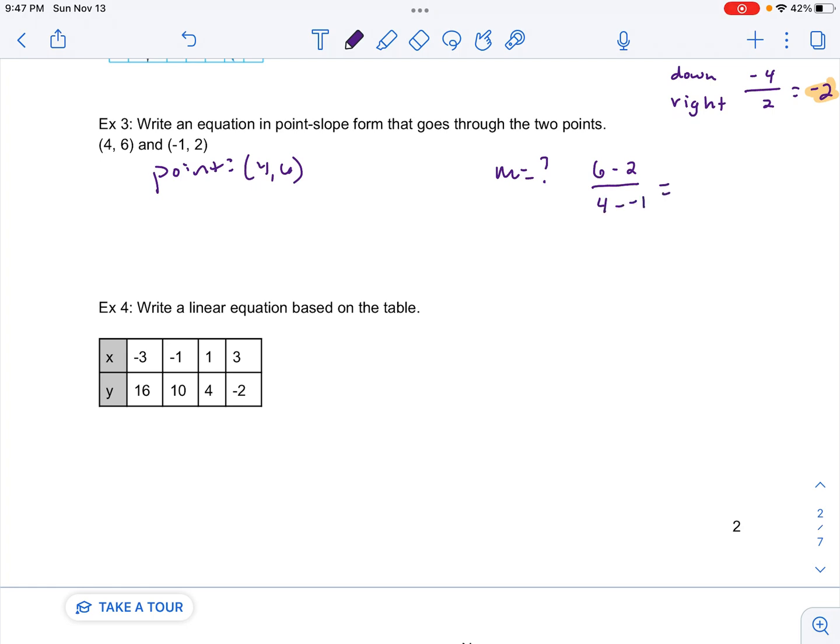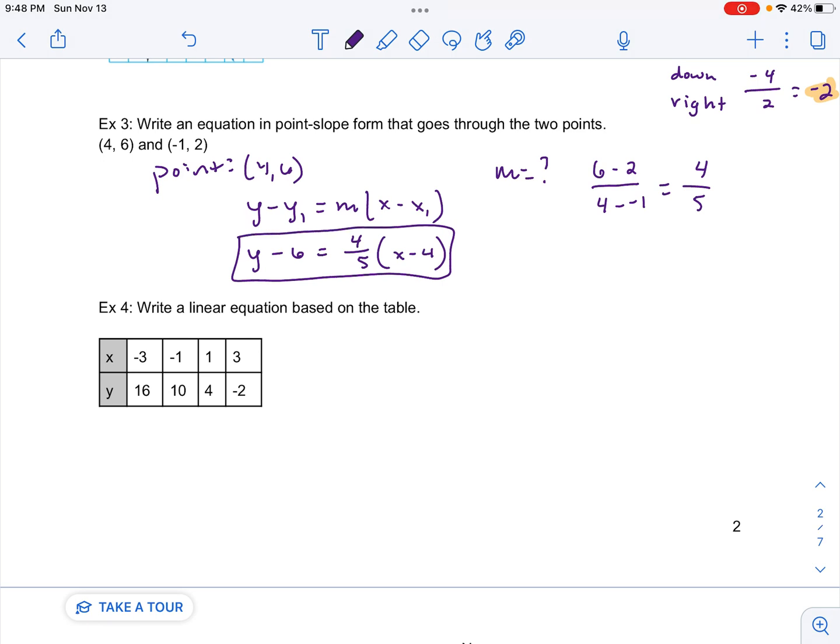And remember, these vertically have to match up with your point. Just a refresher. So 6 minus 2 gives me 4. 4 minus negative 1 gives me 5. I now have all of my needed information to write my formula. So I have y minus 6 equals 4/5 x minus 4.